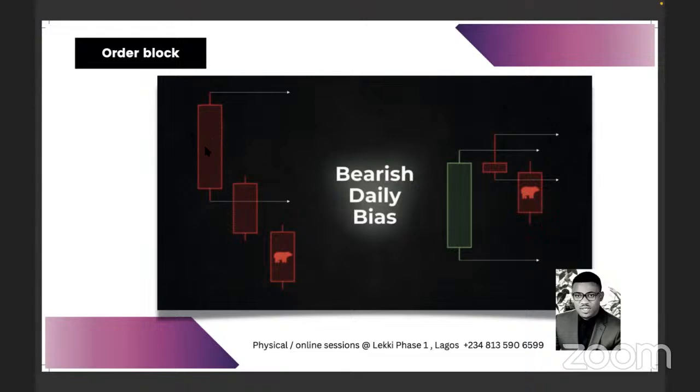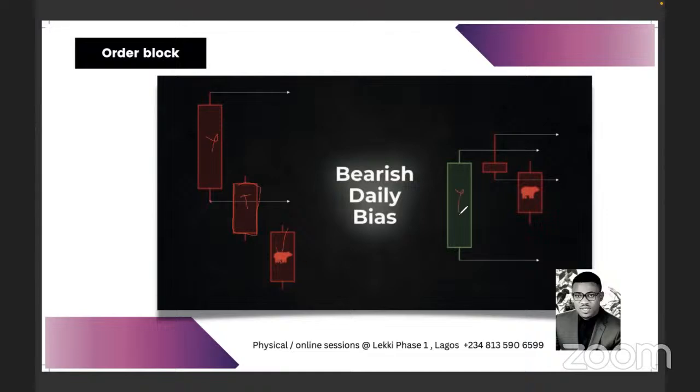This is yesterday's candle, yesterday. This is today's candle. And today's candle is still moving. So we say if this candle that is moving today close below this low, it means that tomorrow we are still going down. Bearish bias.